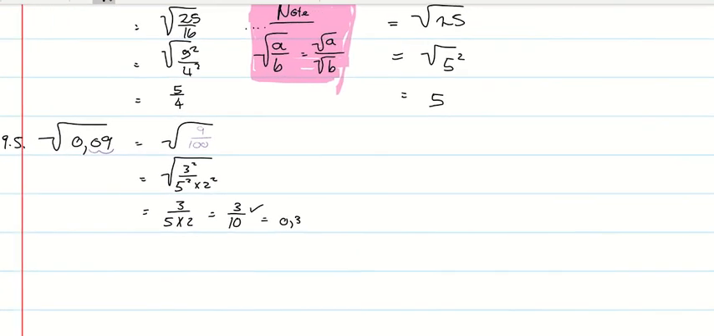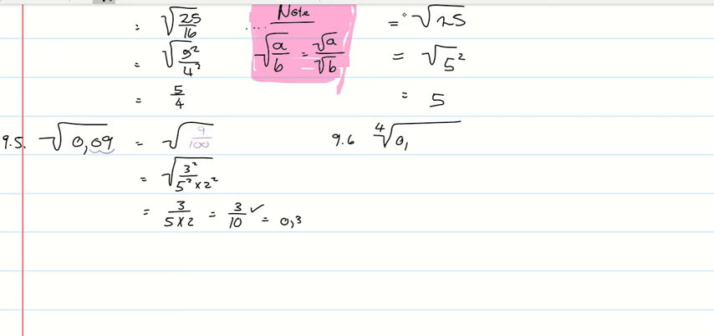Okay, now question number 9.6. Number 9.6 is the same or similar to this one. I'm going to give you 1 minute to do that on your own. Try to do this. So it's going to be the 4th root of 0,0016.